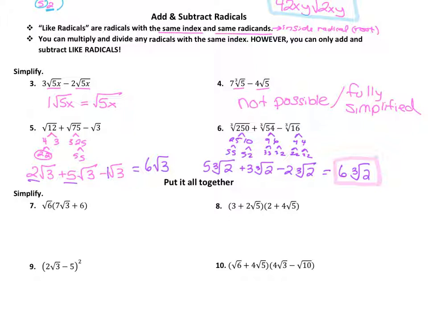So if I simplified each of my radicals, cube root of 250 will reduce to 5 cube root of 2. Cube root of 54 will reduce to 3 cube root of 2. And cube root of 16 will reduce to 2 cube root of 2. So then I can do 5 plus 3 minus 2 because all of my radicals are the same, and I'll get 6 cube root 2.